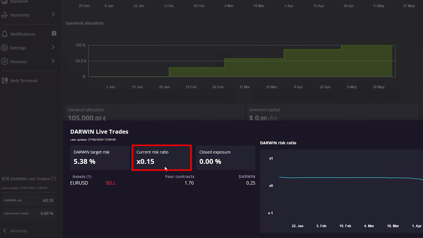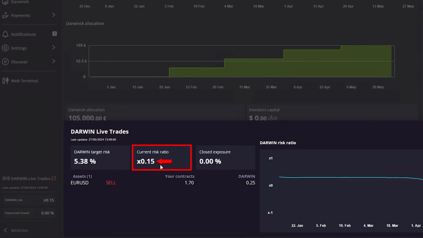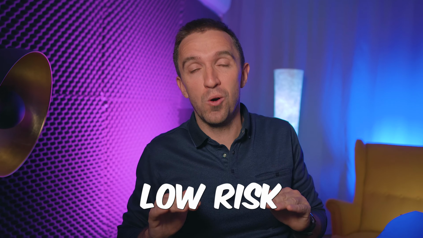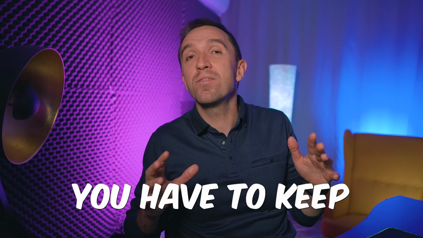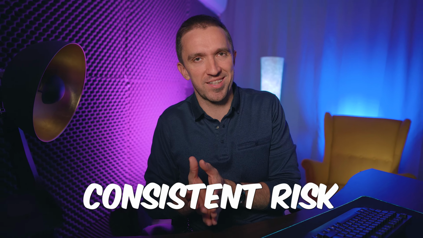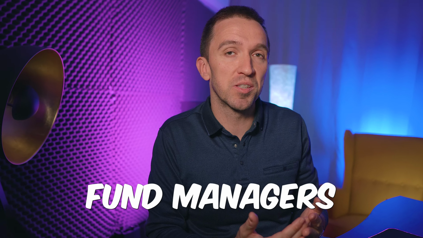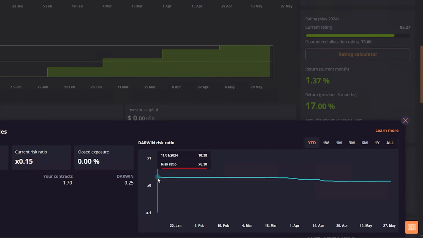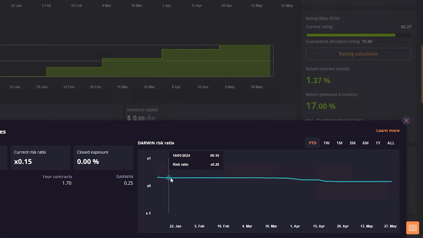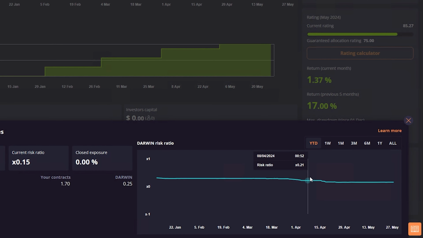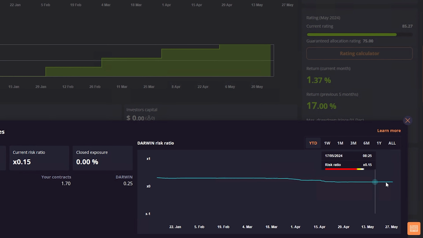And in my account, I have a current risk ratio of 0.15. It doesn't mean that you have to take low risk. It means that you have to keep consistent risk. This is what we are looking for when trading as hedge fund managers: consistency. So you see that my account started with 0.30, and then it decreased to 0.29, and then it went lower, and for some time now it is staying at 0.15.